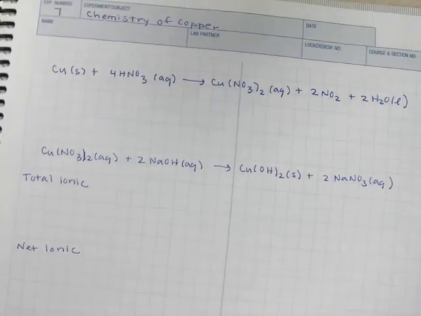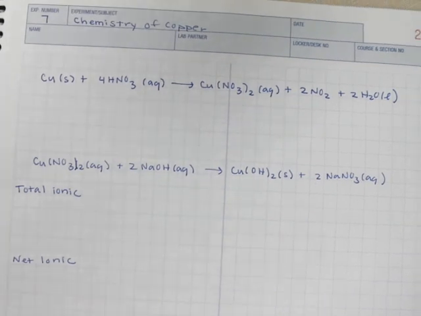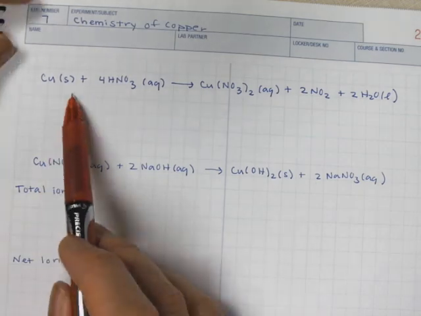Hello. So for the chemistry of copper, there's not a lot of calculations in this particular lab, but there are things concerning oxidation numbers, and some of them can be confusing. So I'll just go over a couple of the rules here and try to work through some of these things.